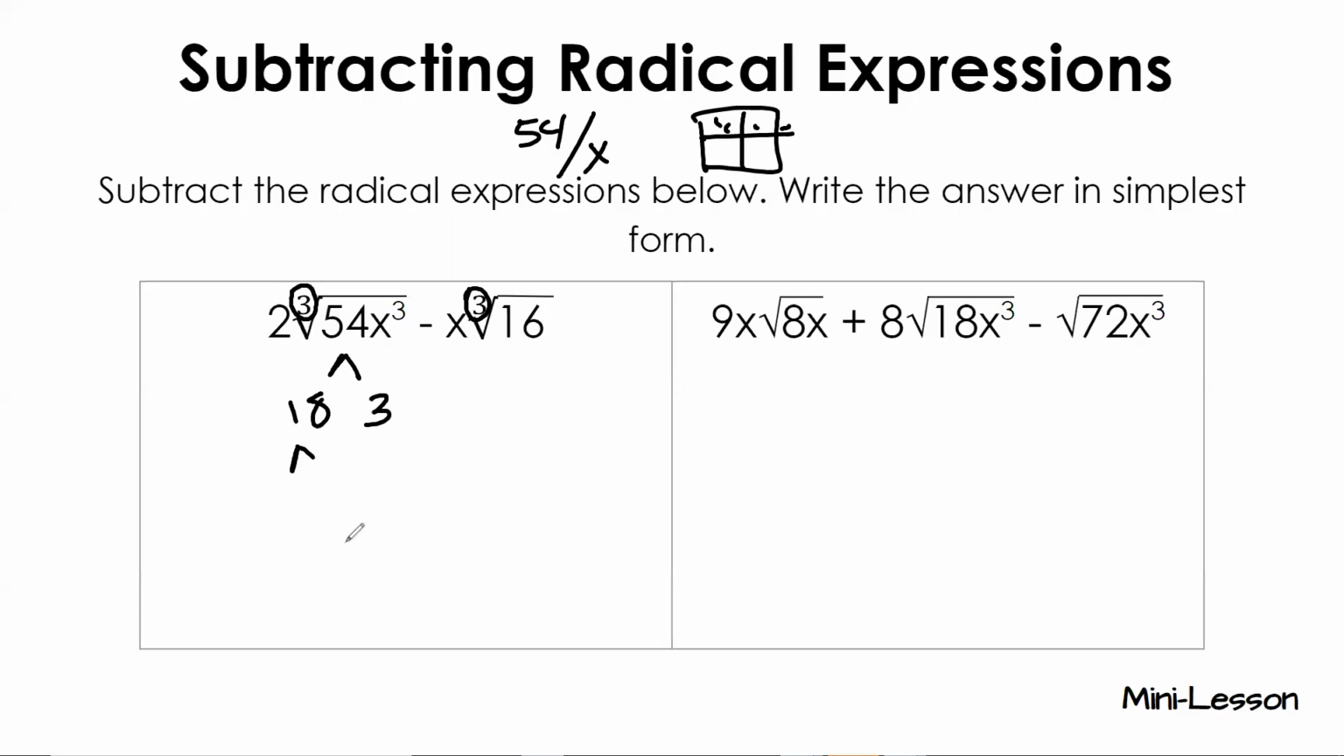What does 18 break down into? 9 and 2. And what does 9 break down into? 3 and 3. Okay, so take a second, write that down. And remember, we're trying to make a group of 3. So what number do I have that is represented 3 times?